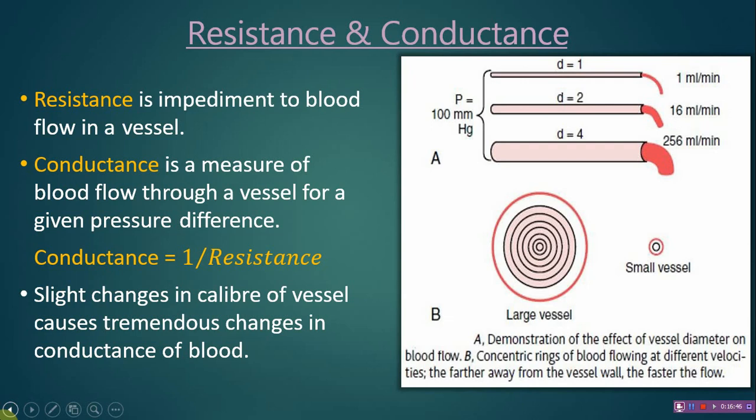So slight changes in caliber of a vessel cause tremendous changes in the conductance of blood. In the figure, we can see that the differences in diameters of the first, second and fourth vessels cause profound changes in conductance.